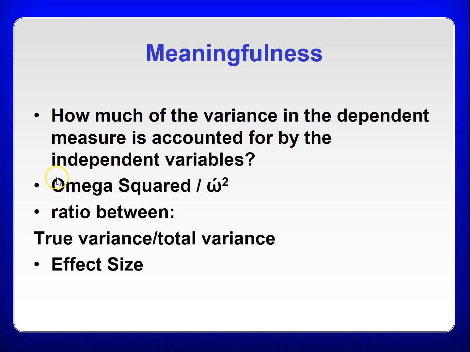When reporting meaningfulness, we might ask how much of the variance in the dependent measure is accounted for by the independent variables. Generally, we use omega squared or effect size to represent meaningfulness. Omega squared is the estimate of the strength of the relationship between the independent variables and dependent variables. Total variance is the sum of true variance and error variance. Omega squared is the ratio between true variance and total variance.